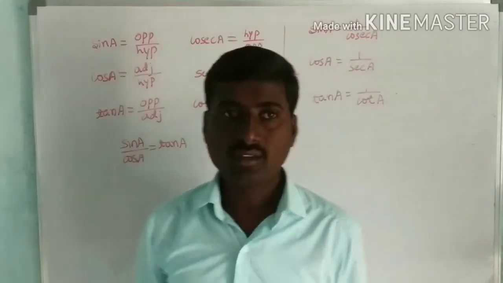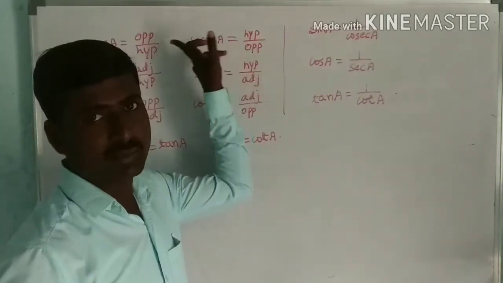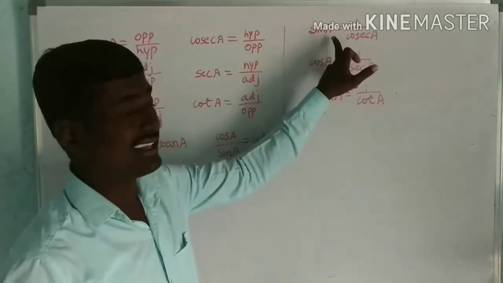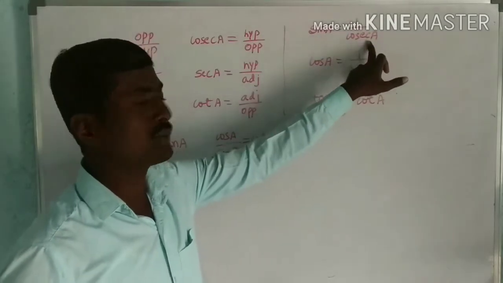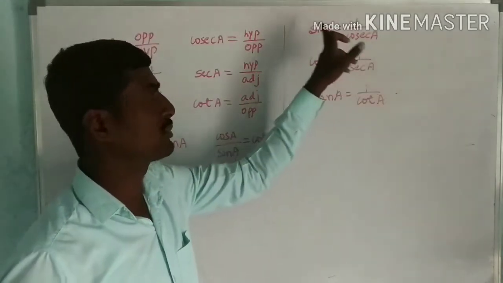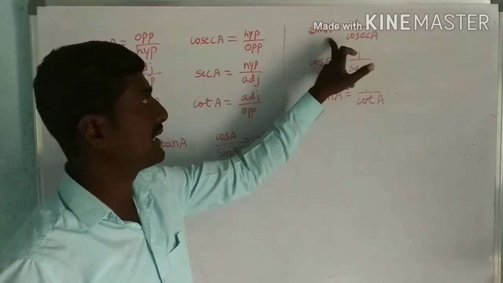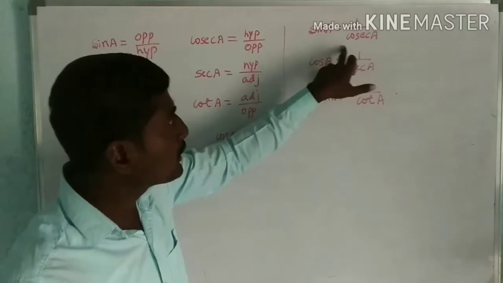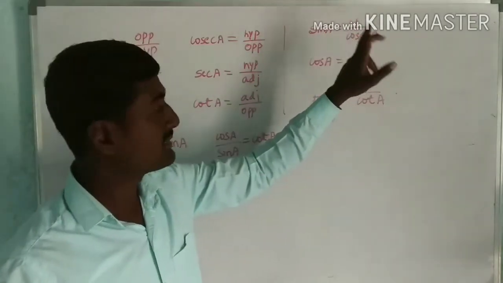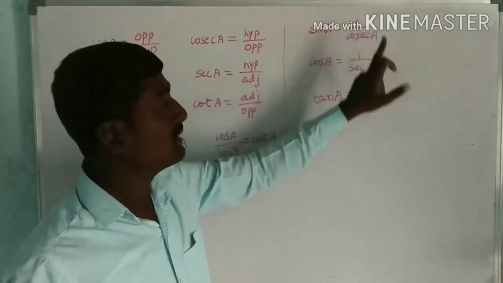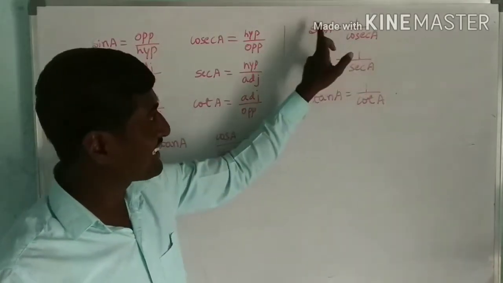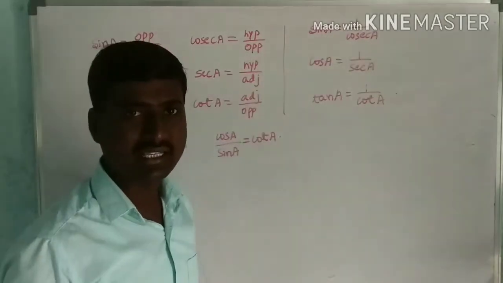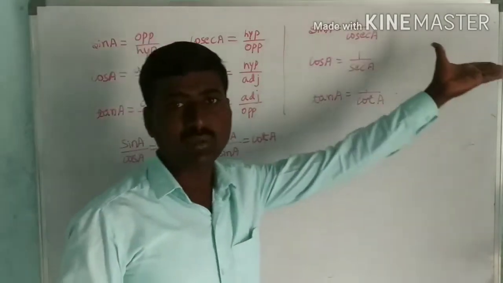Then now, as we said, cosec A is a reciprocal of sin A. So it means sin A can be written as sin A is equal to 1 divided by cosec A, because cosec A is a reciprocal of sin A. Similarly, you can convert here: sin A into cosec A is equal to 1. Or like this also you can write, cosec A is equal to 1 divided by sin A. With this formula only you can convert it.